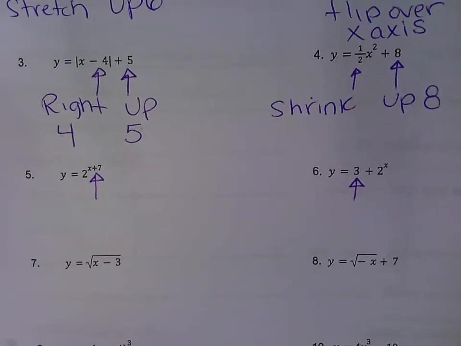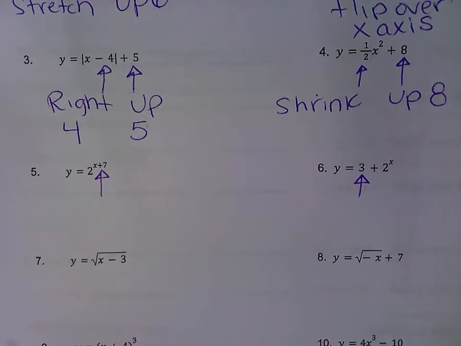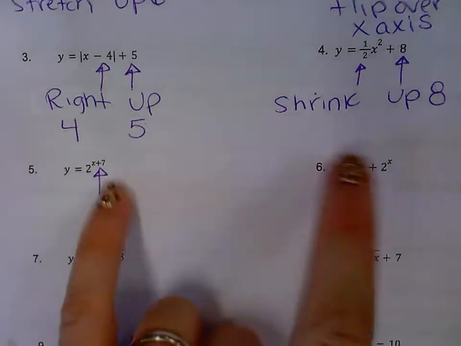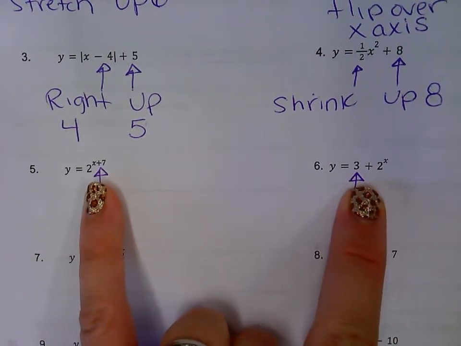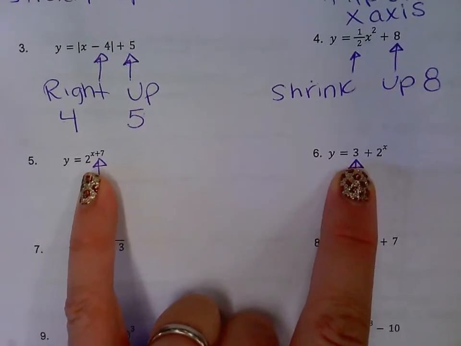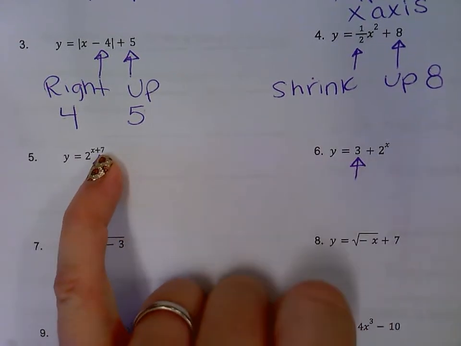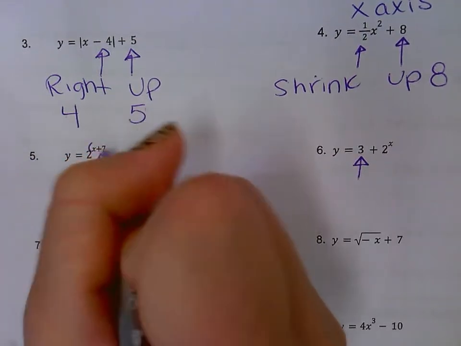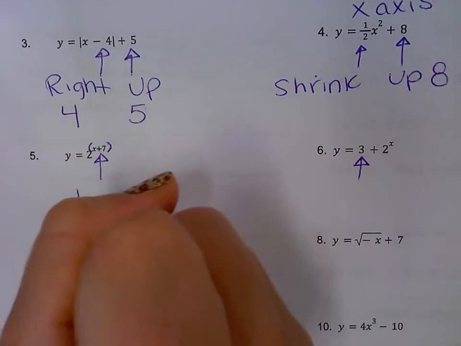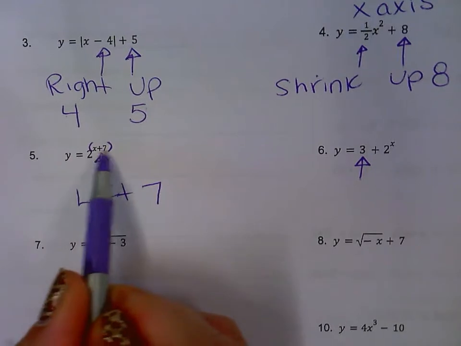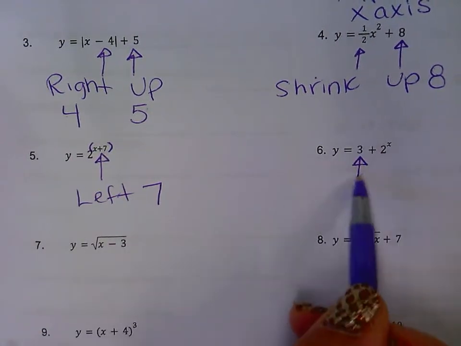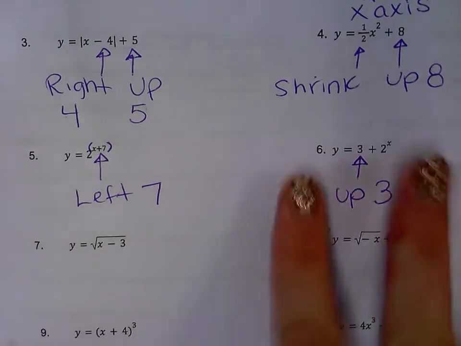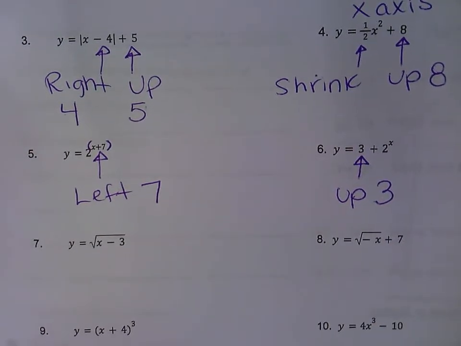The 2 is not a stretch. 2 to the x is the original function for exponential. So this is inside with x, and this is outside the function. Maybe we should do 5 and 6 just to make sure we have those right. Plus 7. That's actually kind of in parentheses, right? It's a strange world where everything's backwards. So this one actually goes left 7 with that x plus 7. This is adding 3 on the outside of the function. So this is up 3, even though it's kind of written backwards. All right, now you try the rest.